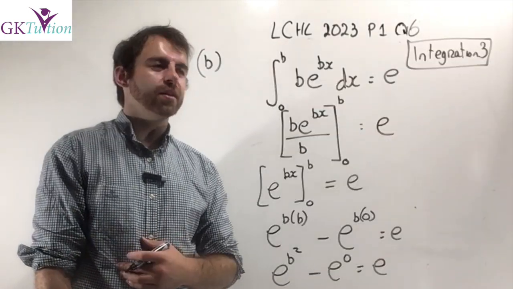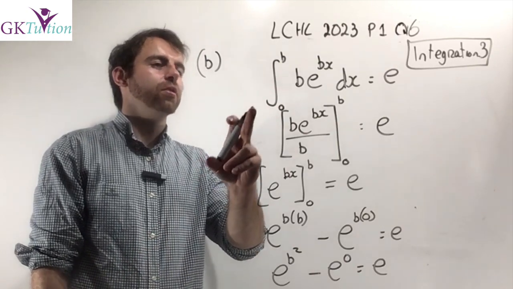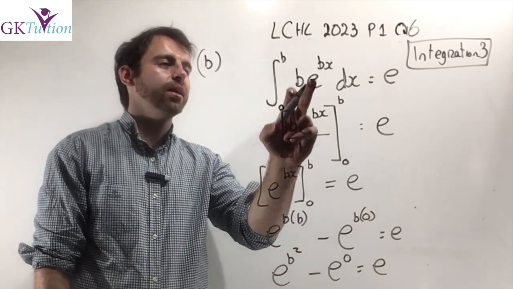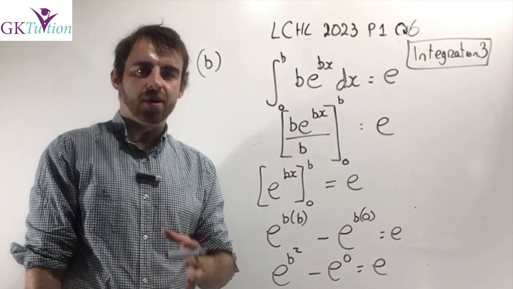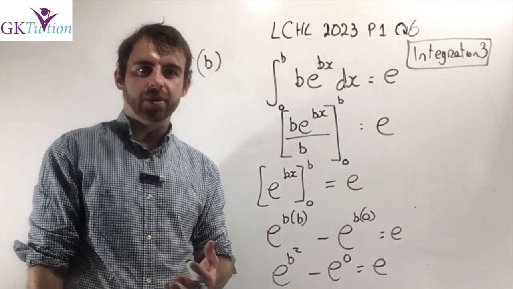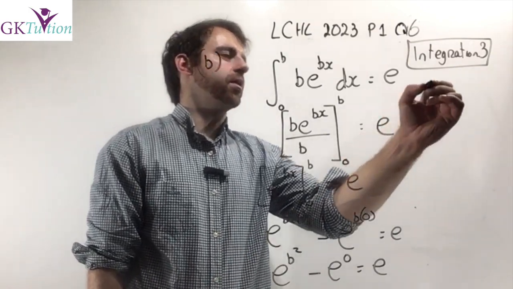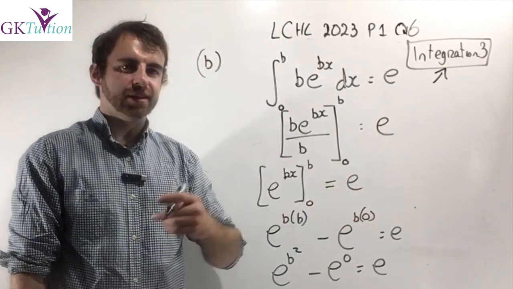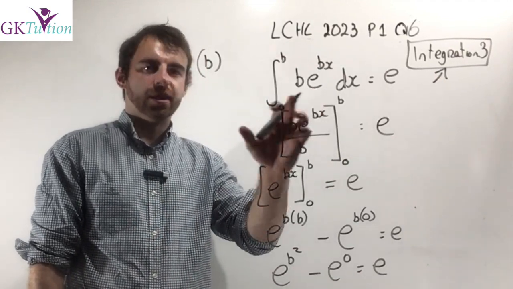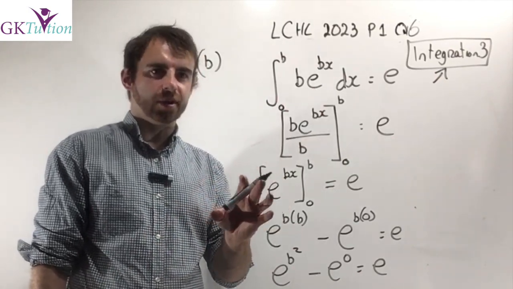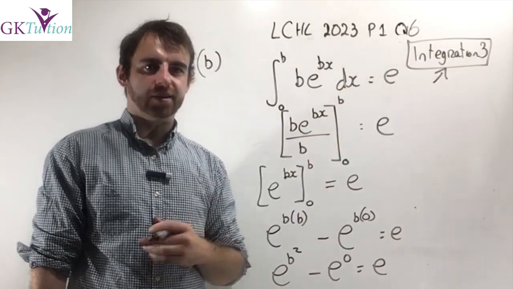Okay, in the final part of this question, we're told that the integral from b to 0 of b e to the bx dx equals e. We're told that b is a positive constant and we're asked to find a value for b. So the content covered here relates to integration 3 on the website. Basically, it's going through how to integrate exponentials. So if you're not 100% sure on this, it's worth looking back at that tutorial.